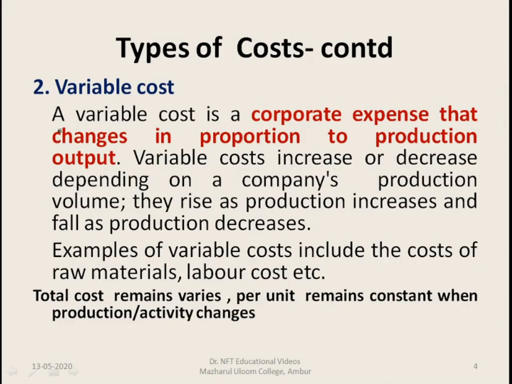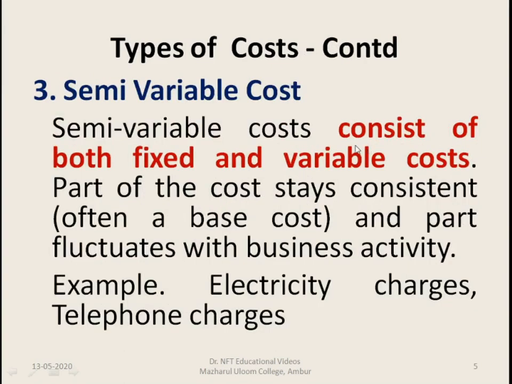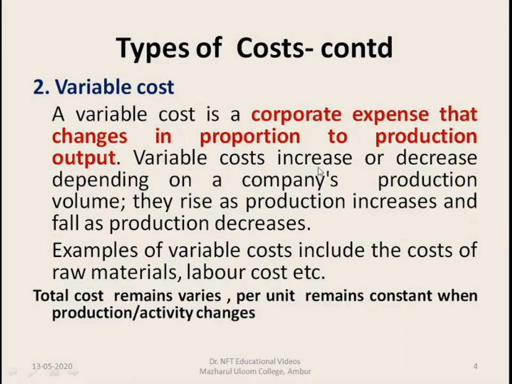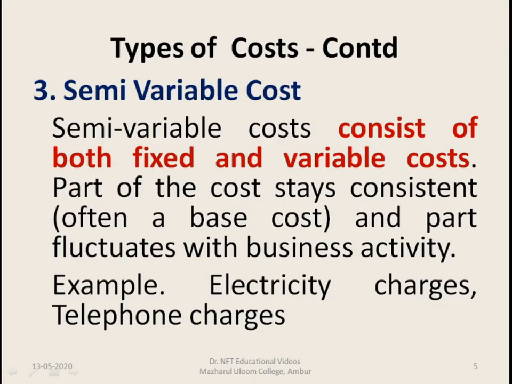Next, types of cost. The second one is variable cost. What is this variable cost? Variable cost is a corporate expense that changes in proportion to production output. So here it changes along with the output. Variable costs increase or decrease depending on the company's production volume. They rise as production increases and fall as production decreases.